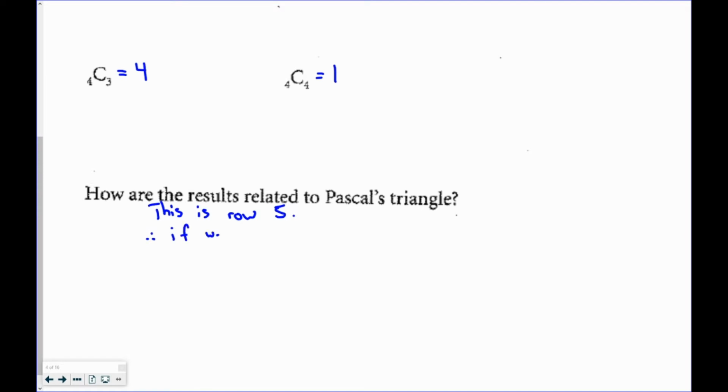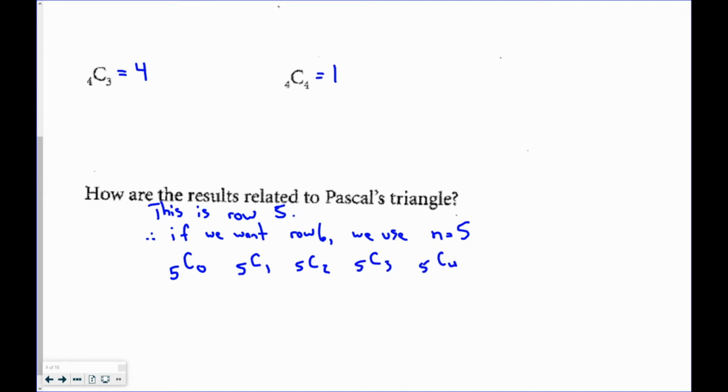Say if we want to find row 6, then we're going to use an n value of 5. So if you're using combinations to figure out Pascal's triangle, and you want to know row 6, you actually start your n value off at 5, and this makes sense because, and then you're going to go 5 choose 0, 5 choose 1, 5 choose 2, 5 choose 3, 5 choose 4, 5 choose 5.